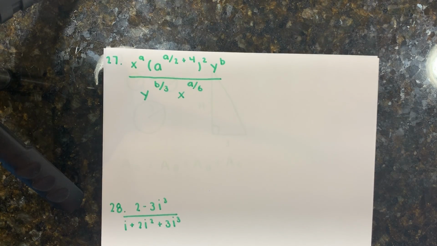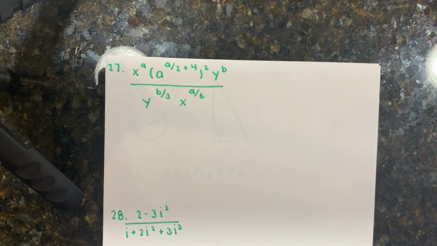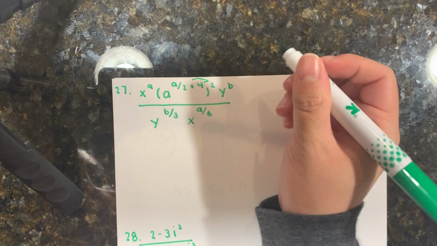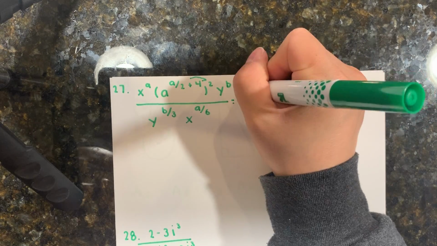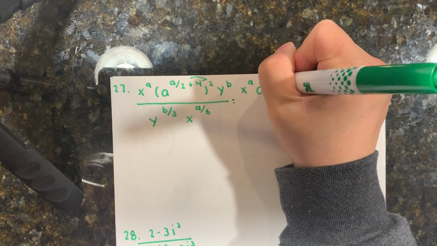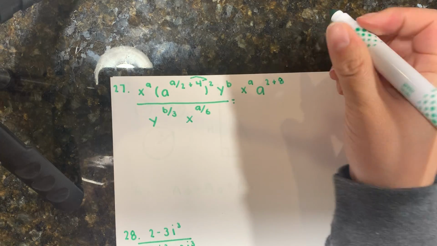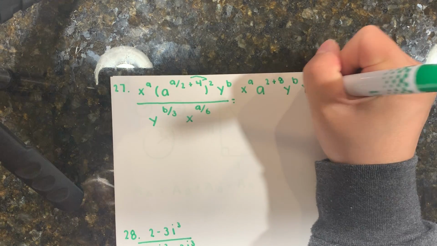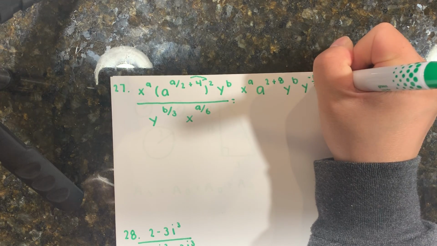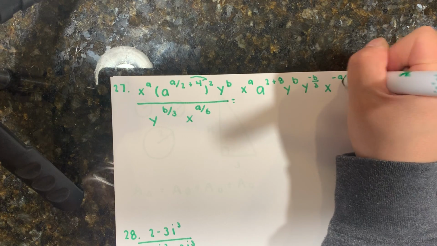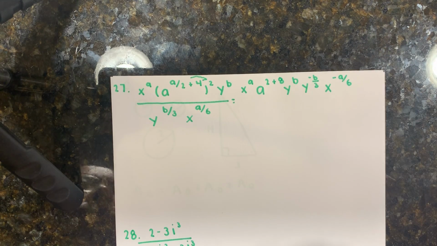Next, we're going to look at number 27. The first thing that I'm going to do is distribute this 2 and bring everything up to the top. So I have x to the a, then a to the 2 plus 8, and then y to the b. When I bring this y to the top, it becomes negative b over 3. When I bring the x to the top, it becomes negative a over 6.